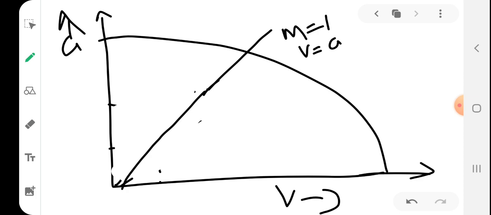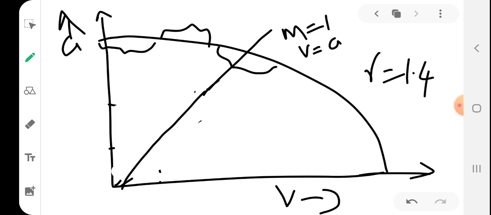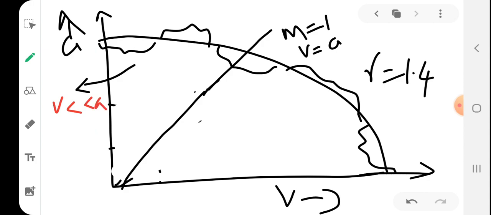This ellipse is a useful device for examining the relationship between flow velocity and speed of sound. This ellipse is drawn with gamma equal to 1.4. If you give the value gamma equal to 1.4, you can determine the ellipse. This region can be divided into 5 regions. In the first region, V is almost 0, very much less than A. Such a region is nothing but the incompressible region.